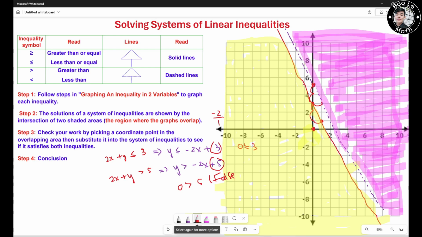Now observe that these 2 inequalities right here, when you graph it, there is no intersection region. In other words, you see that the 2 lines are parallel, which means they have no intersection. So if they have no intersection and no overlapping regions, which means the system of inequalities has no solution. So this system has no solution.